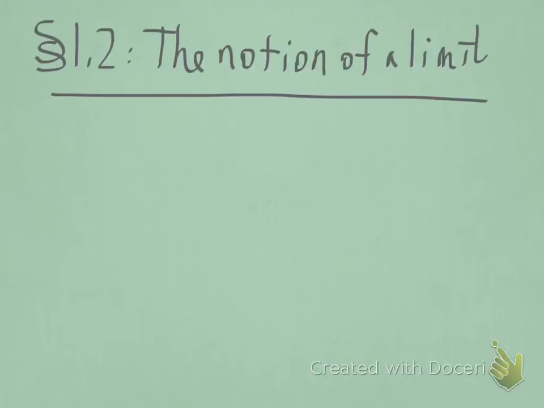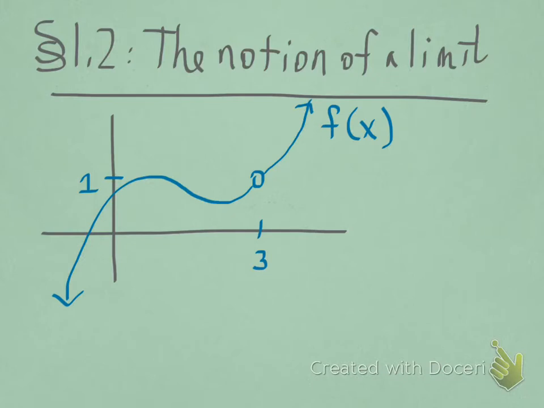This is the video for section 1.2, the notion of a limit. And in this video, we are going to talk about what it means to take a limit and see a few examples. So here's the graph of a function, f of x, and it has a hole at the value when x equals 3. So that hole means that my function is not defined at that point.